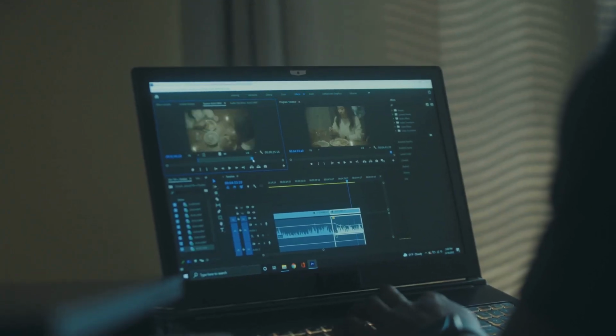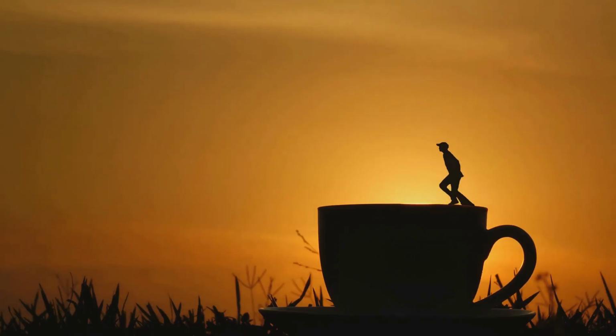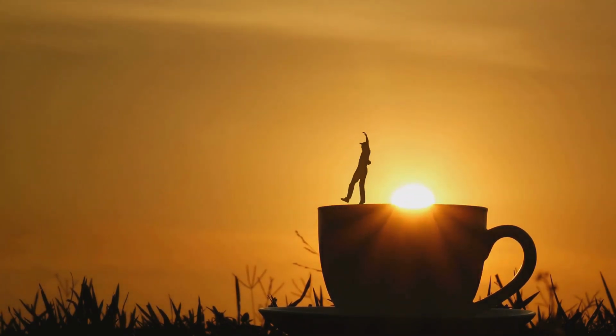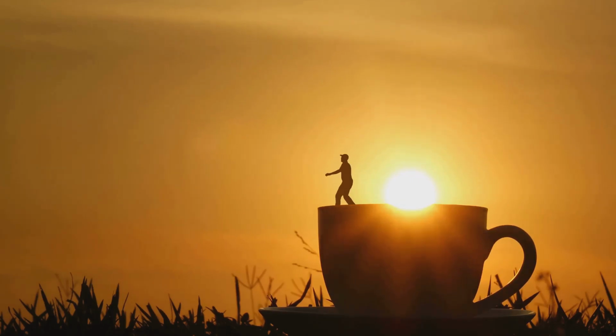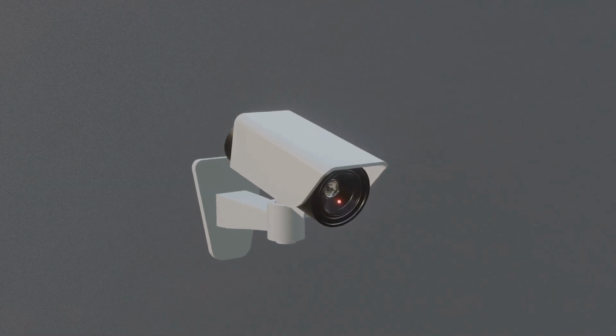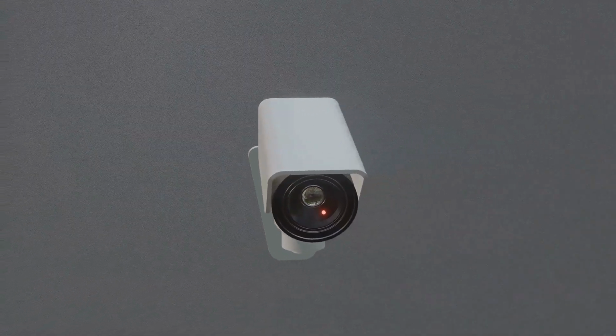And finally, activity tracking. Here's where things get really interesting. Instead of just identifying objects, you're labeling actions like jumping, waving, or spilling coffee. This is key for anything that needs to understand behavior, like security cameras or automated sports highlights.